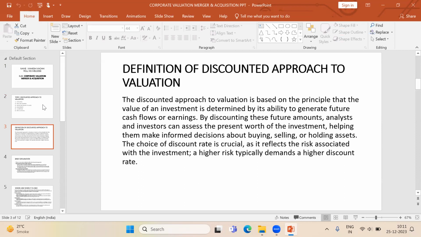The discounted approach to valuation is based on the principle that the value of an investment is determined by its ability to generate future cash flows or earnings. By discounting these future amounts, analysts and investors can assess the present worth of the investments, helping them make informed decisions about buying, selling, or holding assets. The choice of discount rate is crucial as it reflects the risk associated with the investment. A higher risk typically demands a higher discount rate.